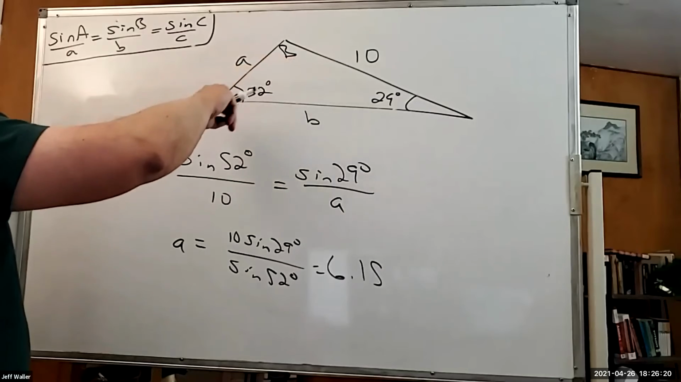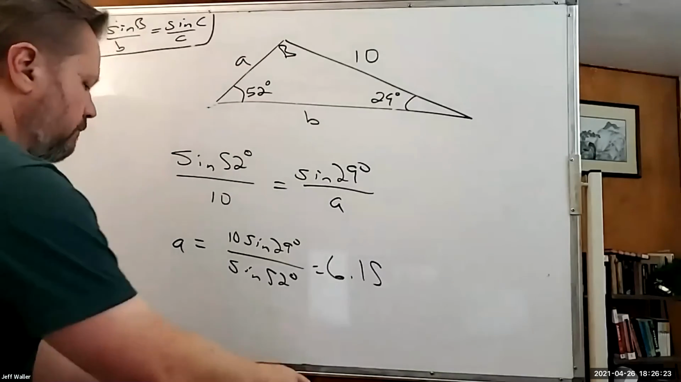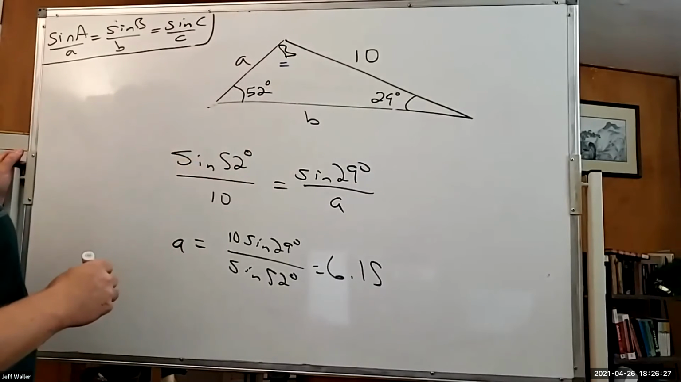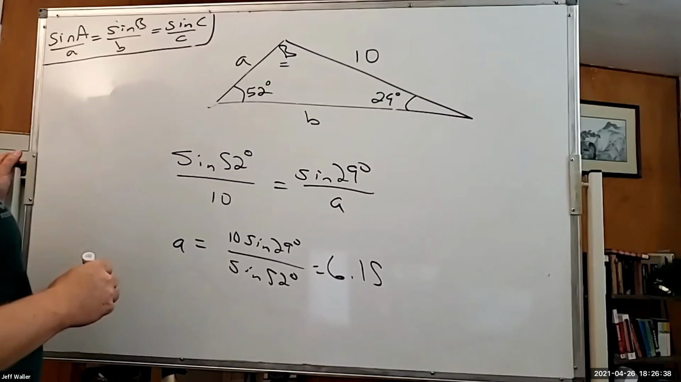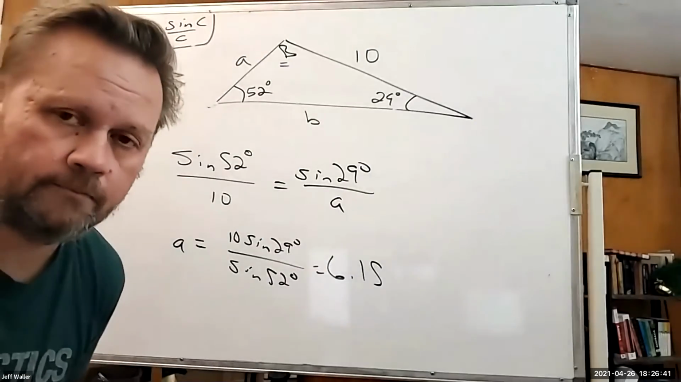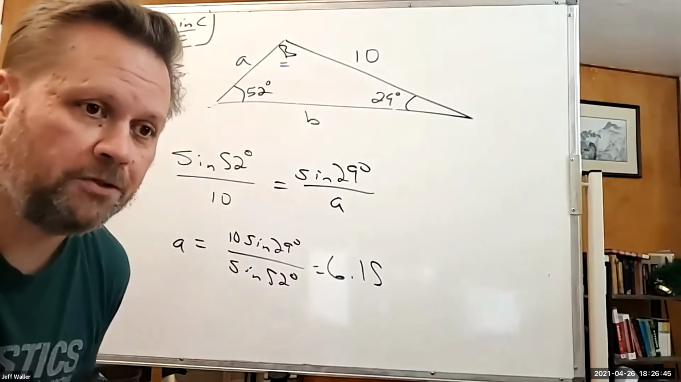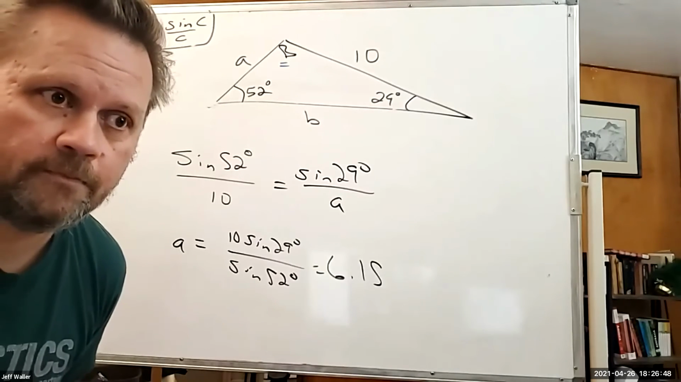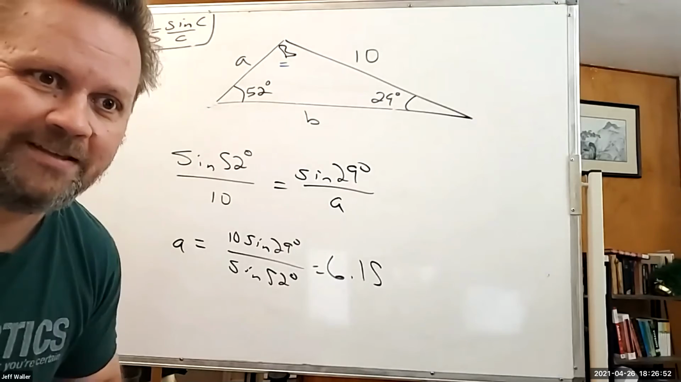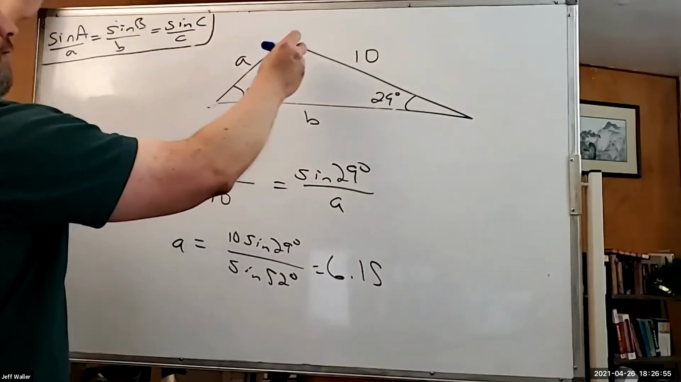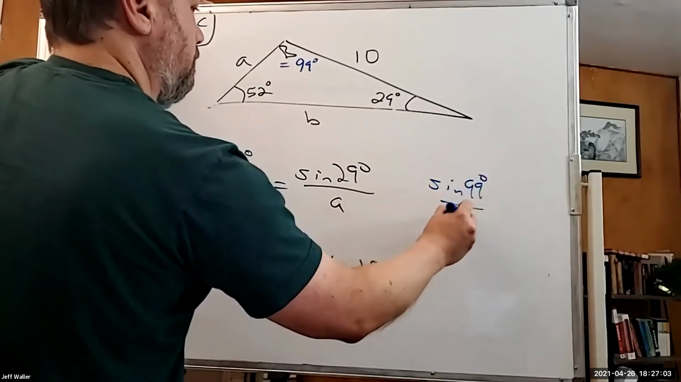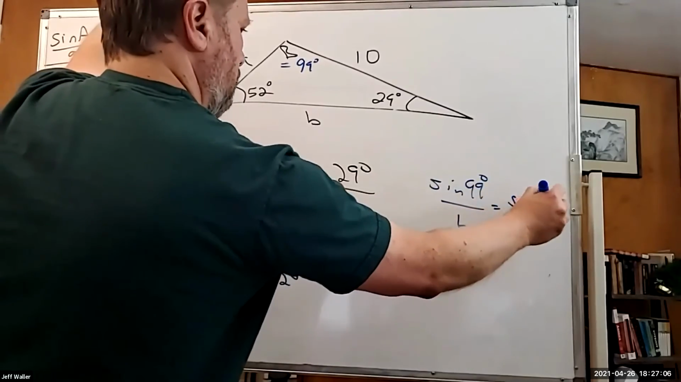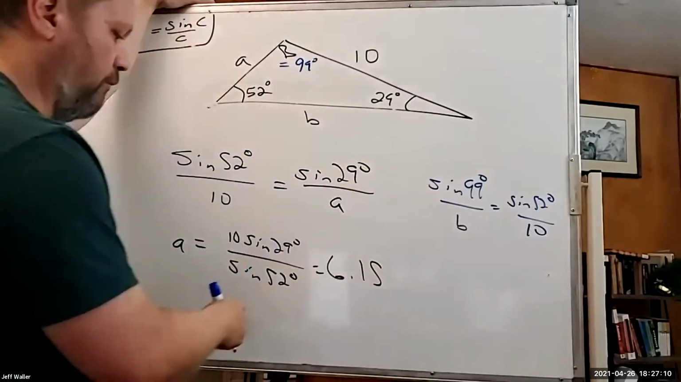What is angle B? How many total degrees in a triangle? 99 degrees. Angle B is 99 degrees, because so far you got 81, you need 180, so 99 degrees. So now I can set up sine 99 over B equals sine 52 over 10, and then I can solve for B the same way I solved for A.